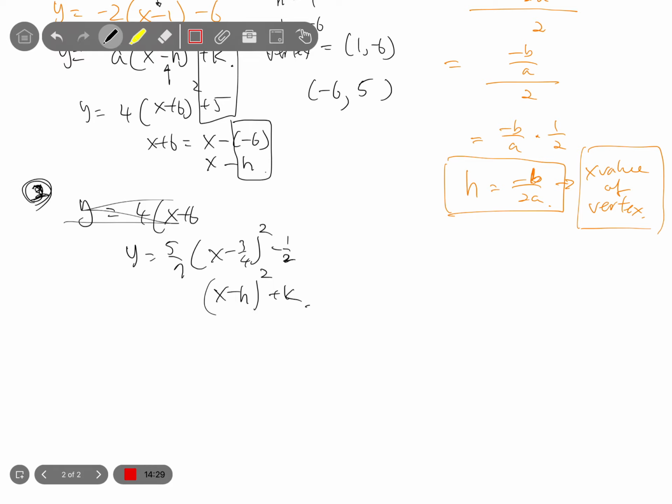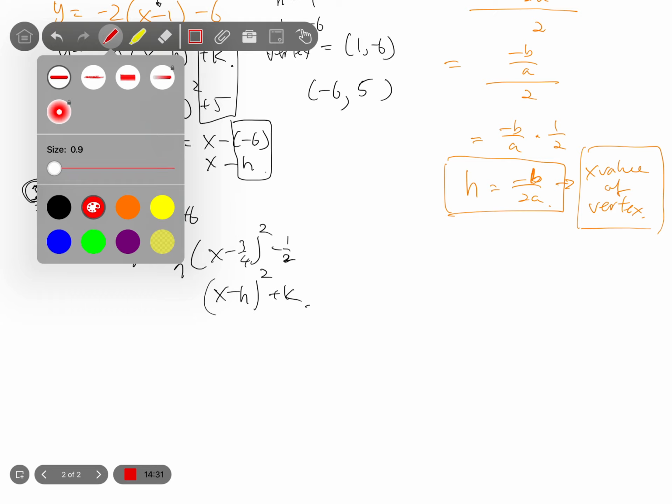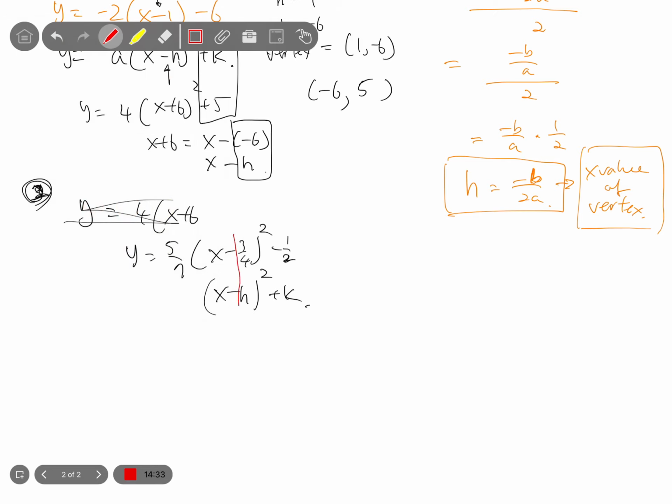So that means in this case, if you think about it, h is 3/4, and the k is negative 1/2. So the vertex is 3/4 comma negative 1/2. Okay. All right.